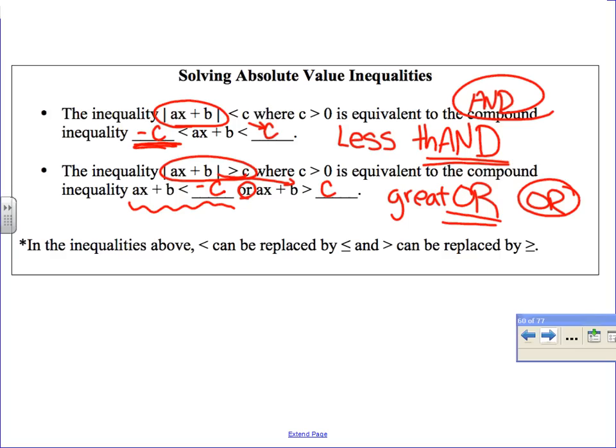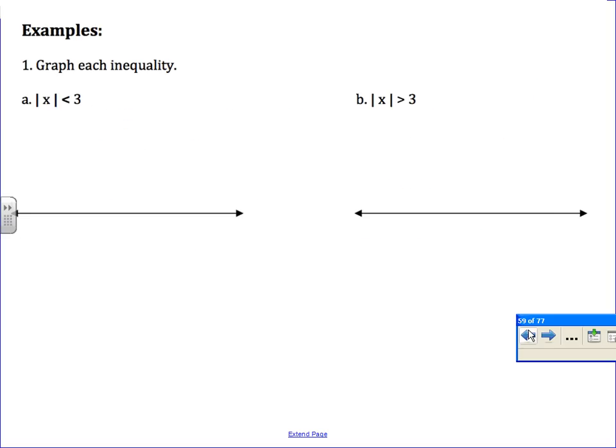Okay, so again, I know we haven't learned this in regular algebra yet, but I will explain it so you understand what a compound inequality is. So going with letter A, we have less than. We know it's an "and" compound inequality.